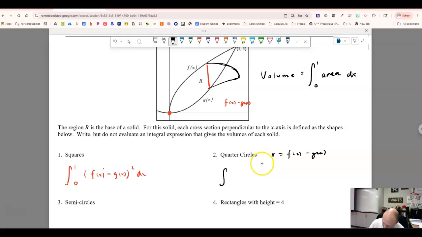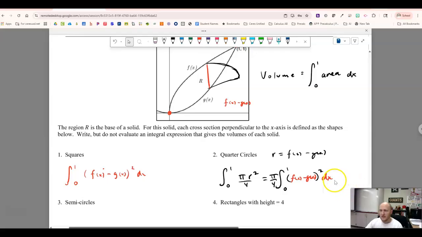And so this integral is going to be from 0 to 1. Well, the area for a circle is pi r squared. And if I want them to be quarters, well, I'm going to divide by 4. So something you can do here is pull that pi fourths out front, and then it makes it much easier. And again, on the inside we have our f of x minus g of x, dx.